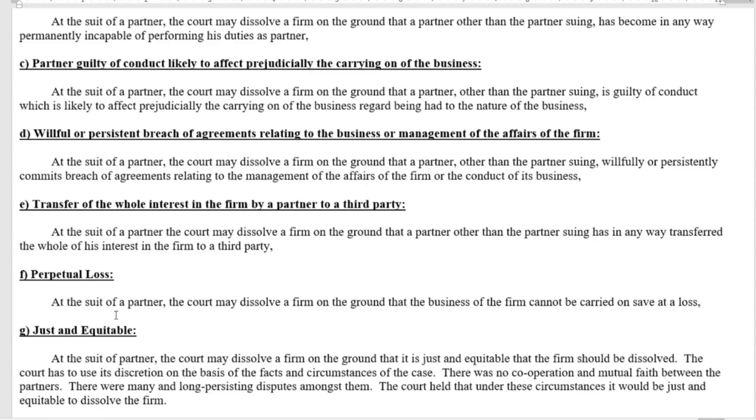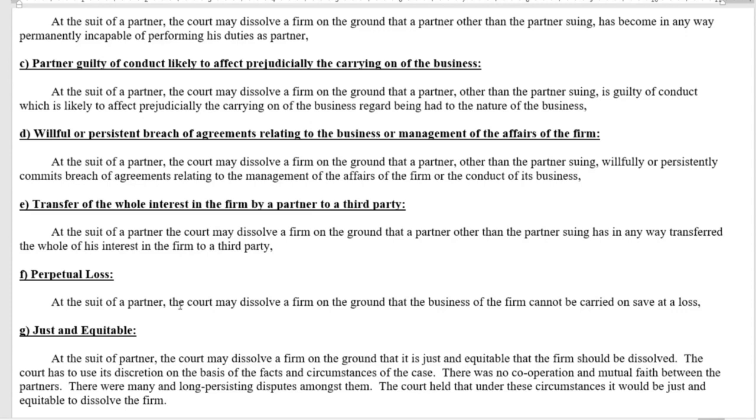So in order to make a profit, the partners come together and make an agreement. So all those things are there. Here, if there is any continuous loss, at that event some partners are ready to continue with the business, but there is no question of running the business. Then any one of the partners may file a suit.